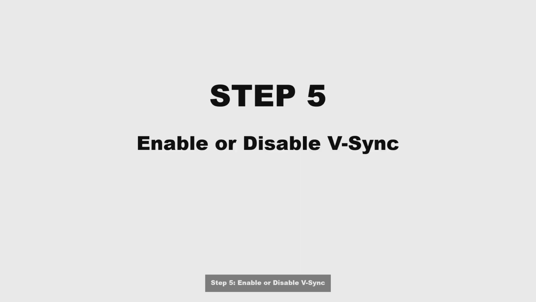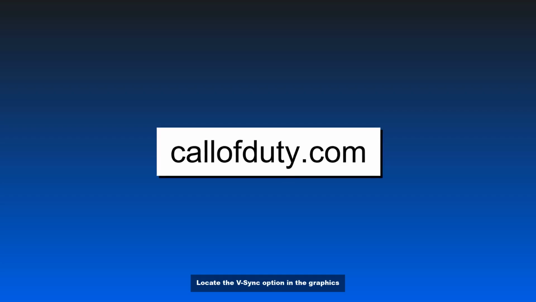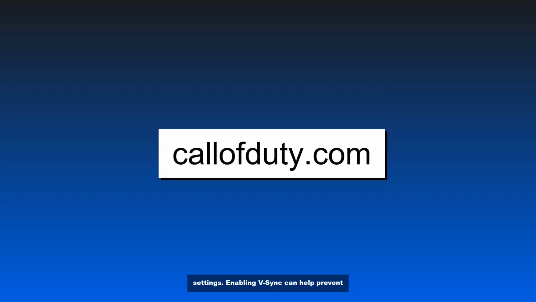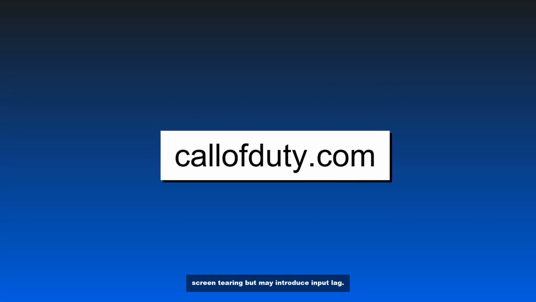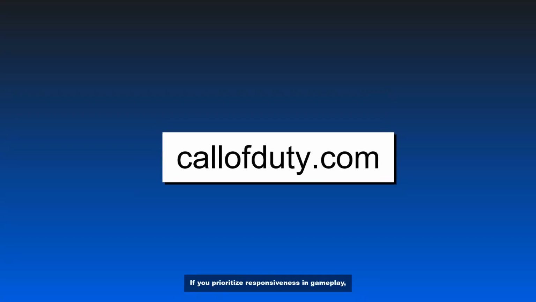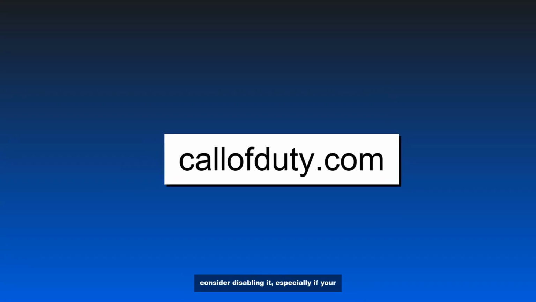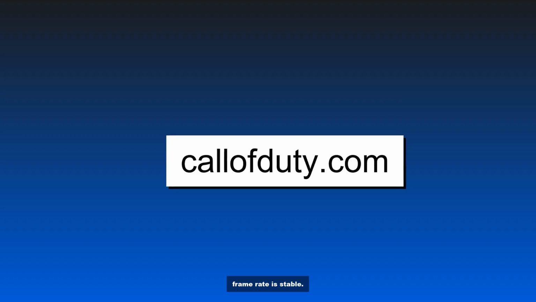Step 5. Enable or disable VSync. Locate the VSync option in the graphics settings. Enabling VSync can help prevent screen tearing but may introduce input lag. If you prioritize responsiveness in gameplay, consider disabling it, especially if your frame rate is stable.